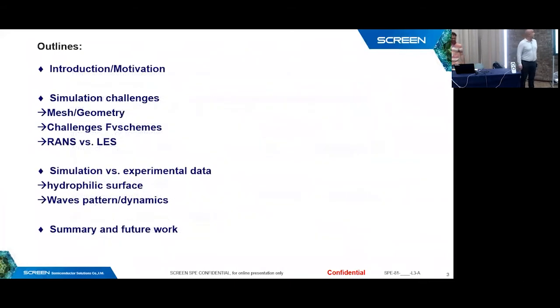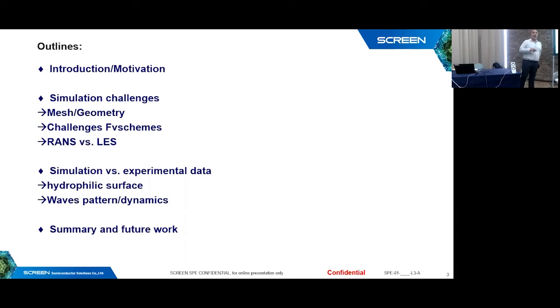Okay, so this is the outline of my work. I will do a brief introduction, because people don't know our company, but it will be really brief, and also the purpose of the work. Then the simulation challenges. We will focus on the mesh, the boundary condition, and some problems we faced with the finite volume scheme, especially the divergence scheme. And we will show why we choose LES and not RANS, even if we have a low Reynolds number problem. Then I will show the nice correlation between simulation and experimental data.